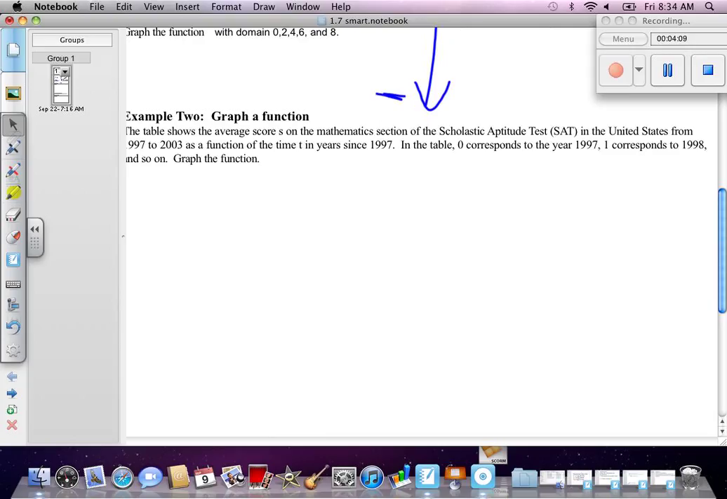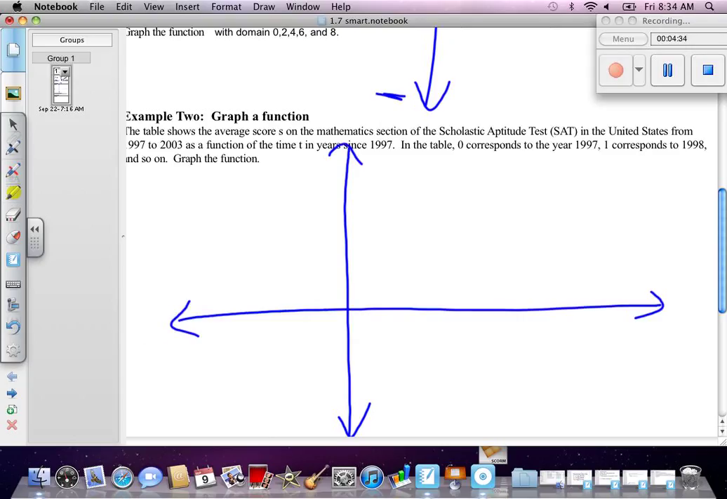Okay, so this is important. The bottom shouldn't be hard. We just do 0, 1, 2, 3, 4, 5, 6. The y values, what's the lowest number that we get? What's the biggest number we get? So we probably don't want to count by ones, right? So we're going to make our big graph. The x values are easy. But what are we going to go by?